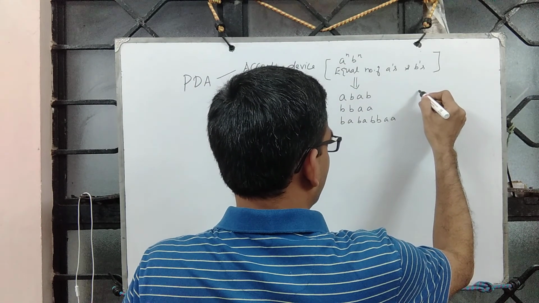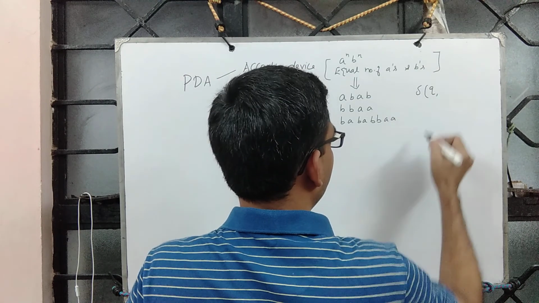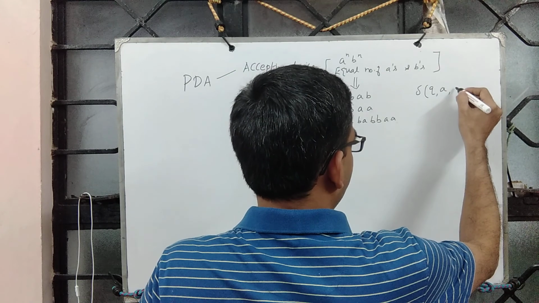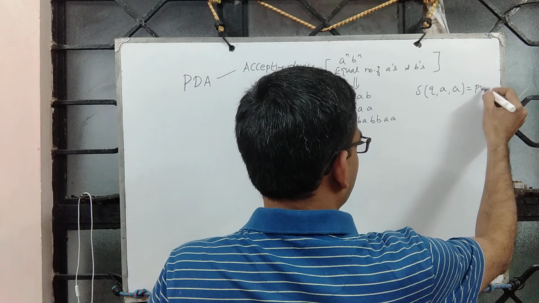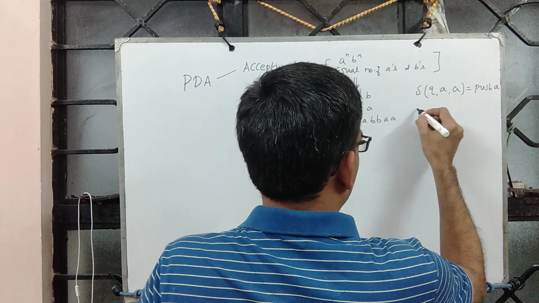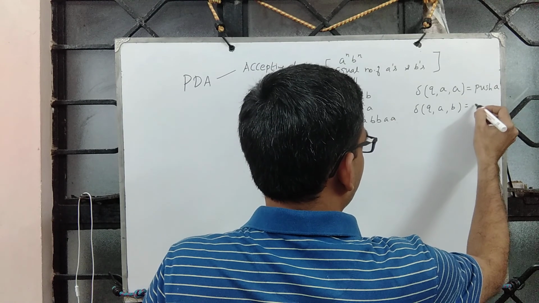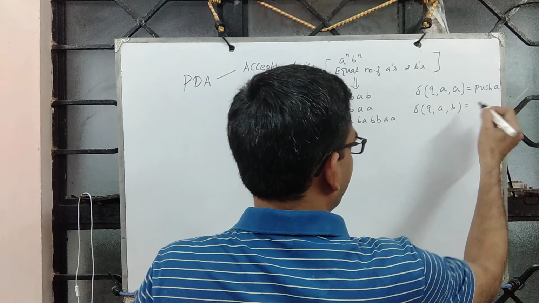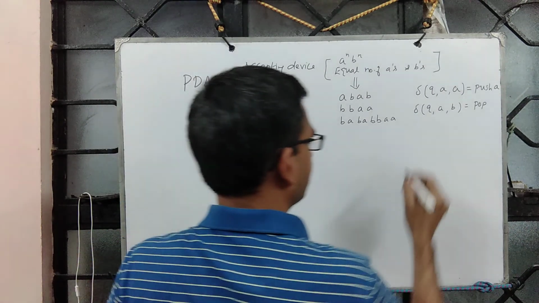If you look at the transition function, for example, delta of, you are in some state say q, you are reading a, and top of the stack is also a. Then what you do, you perform push operation. You push a onto the stack. And you are reading a, top of the stack is b, which means you are reading a and you have already seen a b, you can pop, which means one b is out of the stack.